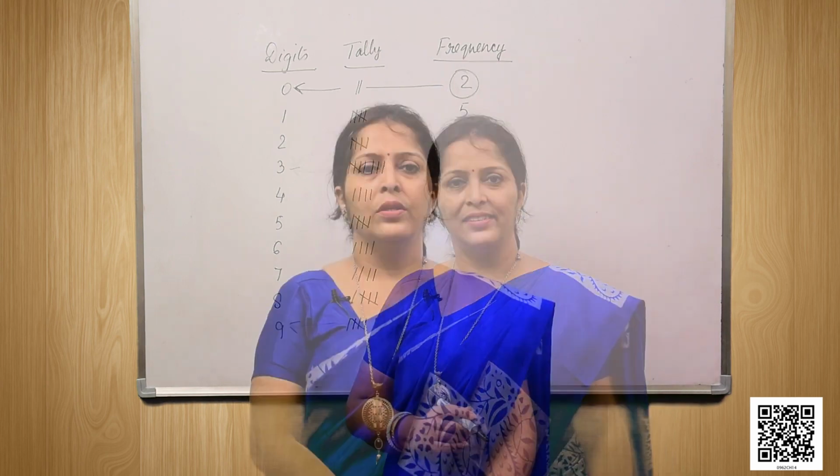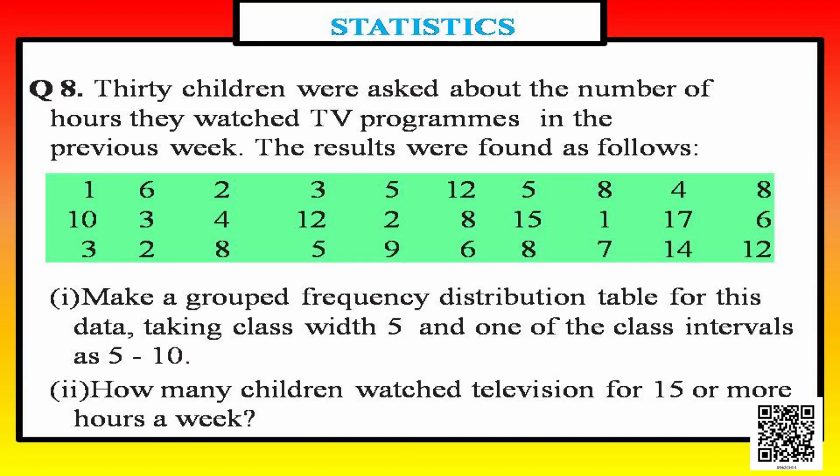Is it okay? Next is question number 8, which says: 30 children were asked about the number of hours they watched TV programs in the previous week. The results were found as follows. Some numbers are given to us, starting from 1, 6, 2, 3, 5, 12 and so on.